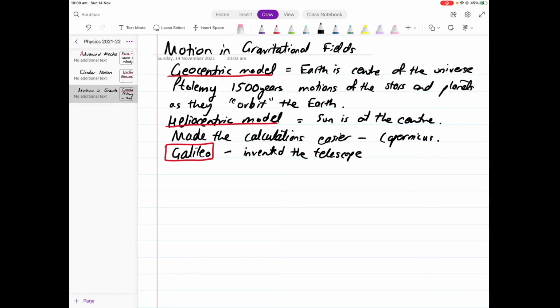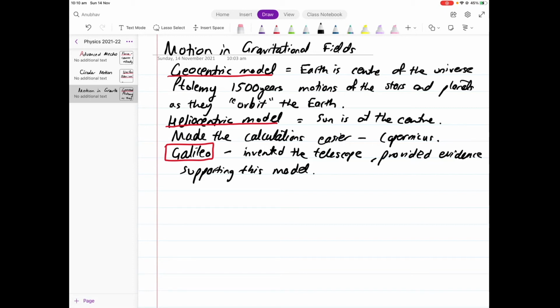So it was Galileo's work. By inventing the telescope, he provided a lot of evidence supporting this model. And after his work, people could not go back to the geocentric model. In the end, you had to concede that the sun is the center. And then came a couple of people who worked on Galileo's works.